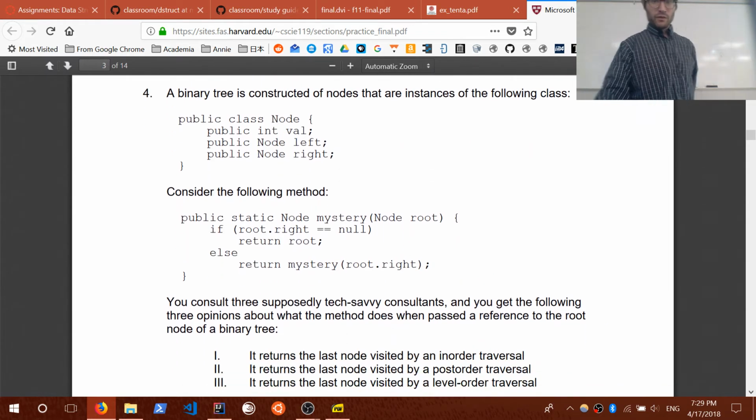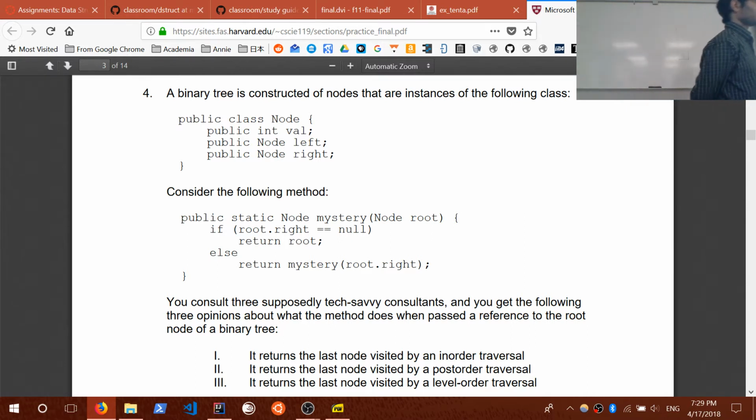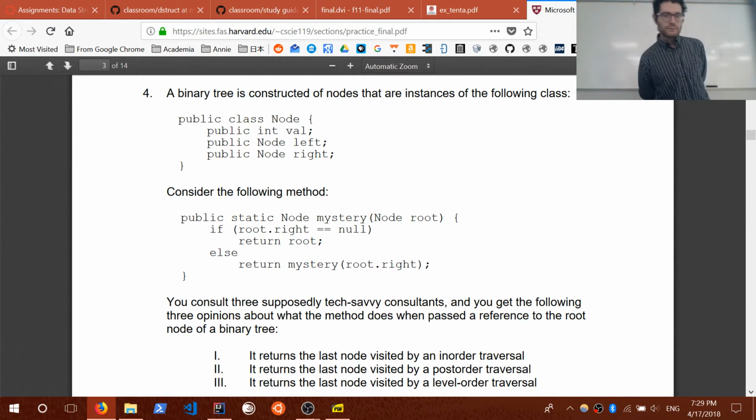Okay, so suppose you have a binary tree, and it consists of nodes that have a value, right? Most of these people don't use generics, I don't know why, but in this class they assumed the nodes only held integers, with a left and a right value. So consider the following method. I like this method a whole lot. Public static Node mystery. So it's a method that returns a node, right?